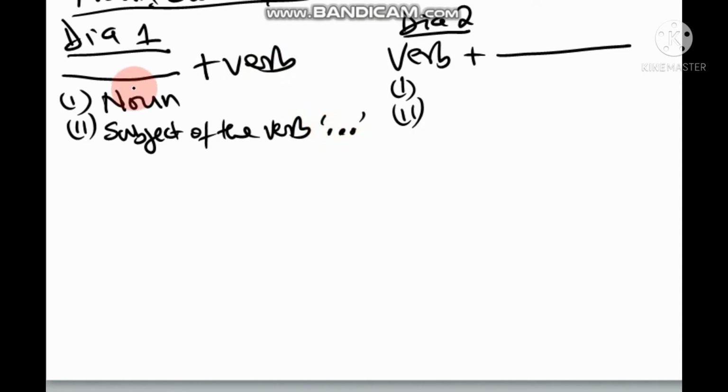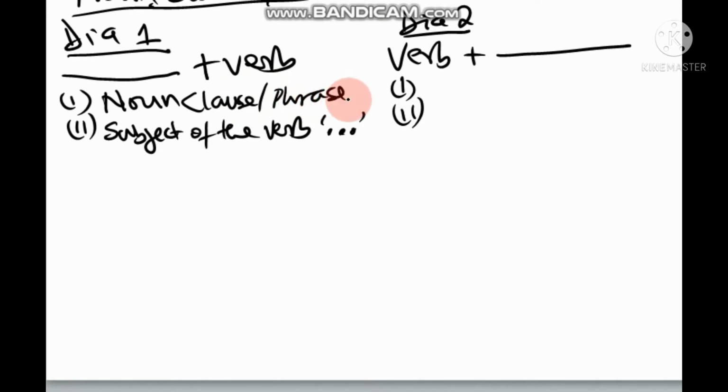Then you go back to the underlined word and ask yourself, does it contain a finite verb? What are these finite verbs again? Present tense singular, present tense plural, and past tense. If your answer is yes, write a clause. But if your answer is no, write a phrase.